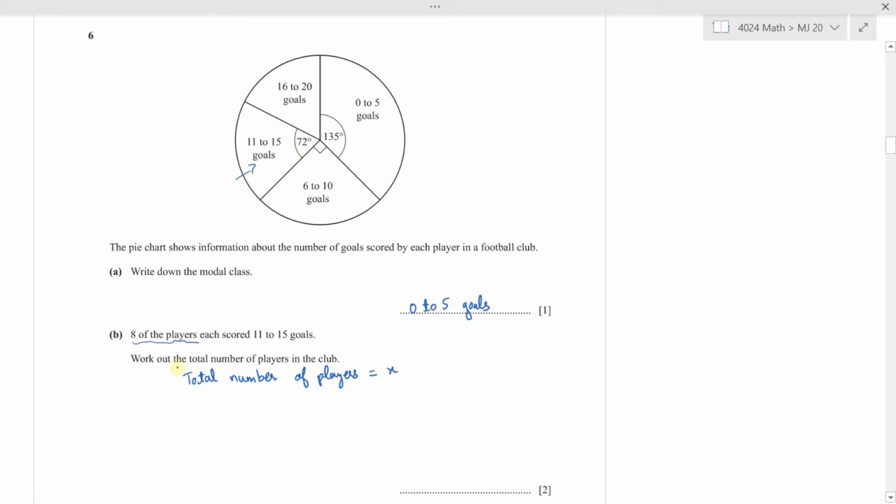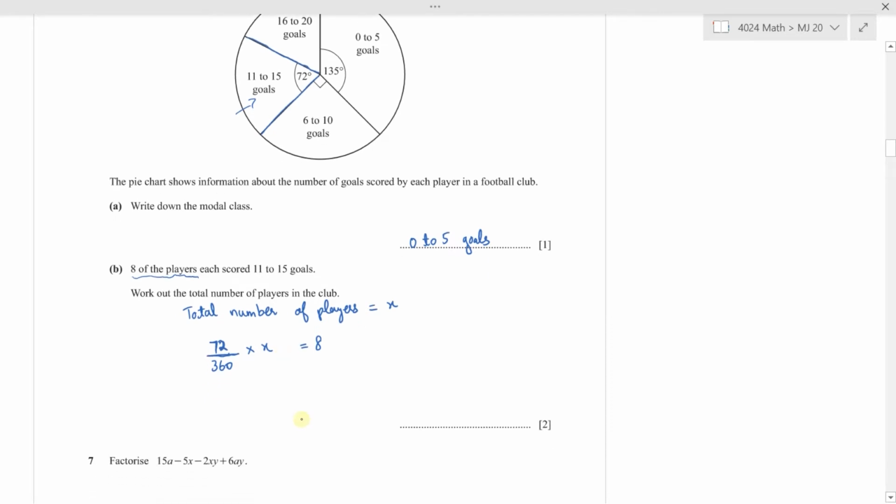So if I want to calculate the number of players in this class, which is 72 degrees in this pie chart, I will have 72 divided by 360, which gives me the fraction for 1 degree's worth of players, and then I will multiply it by the total number of players, which is X. So 72 over 360 multiplied by X will give me the number of players in this class, which is given here as 8. So now I have this equation in X, which I can solve to calculate the value of X, which is the total number of players. So let's solve this.